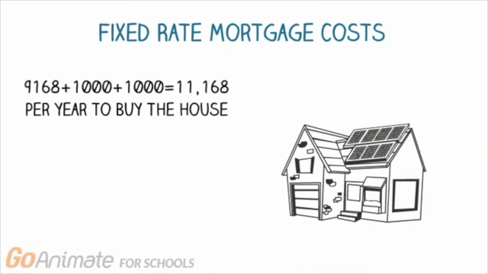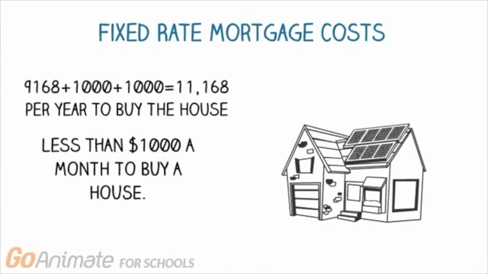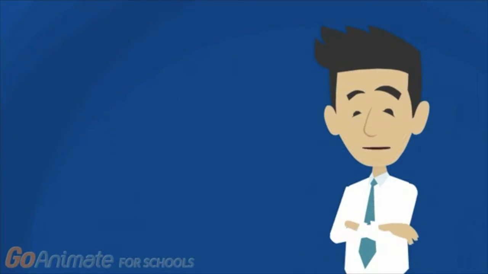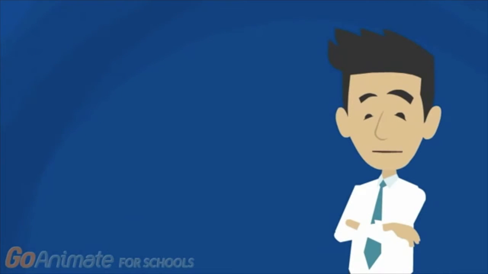So therefore, you have your mortgage payment at $9,168, and you have your taxes at $1,000, and you have your insurance at $1,000, coming to $11,168 per year. So just a little less than $1,000 a month is what it's going to cost you to buy this house and pay the mortgage, which includes principal and interest, and pay the taxes and insurance.